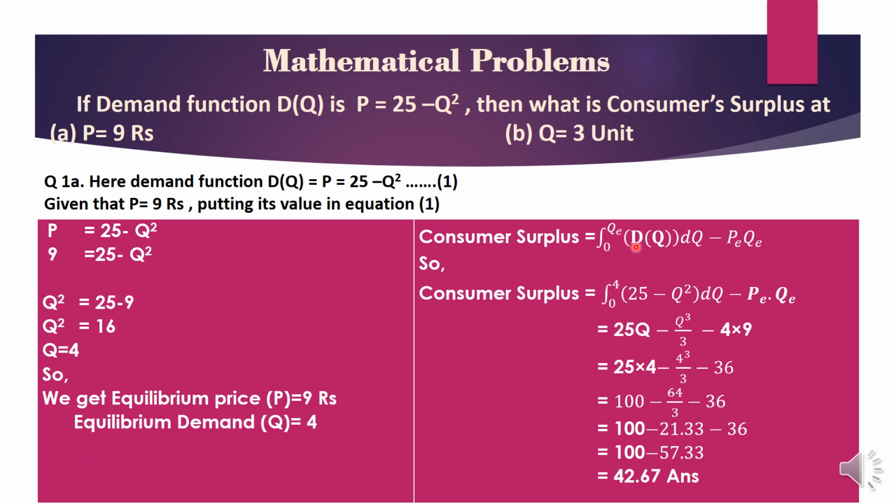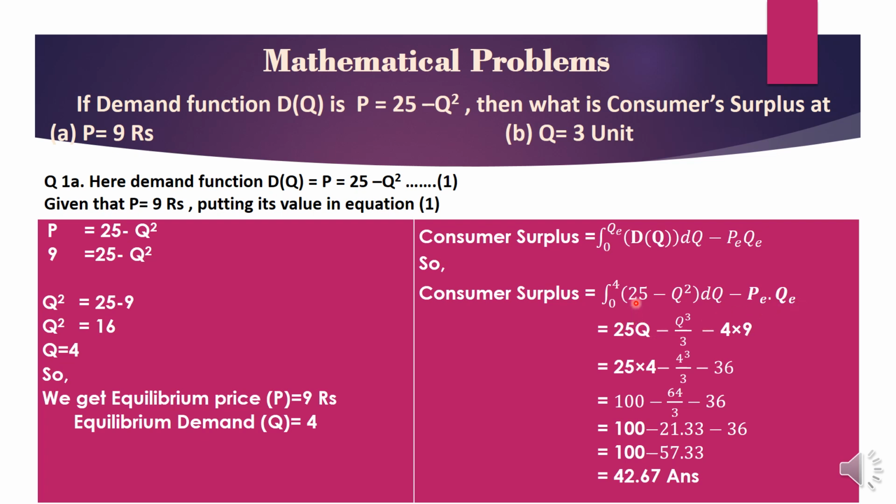So here this equation shows the formula for calculating the consumer surplus. The first part of the formula, that is integration of the demand function with respect to Q, shows the total utility, and the second part of the formula shows the total price paid for the product. So if we integrate the demand function with respect to Q, we get the total utility. Putting the value of the demand function here, we get the integration of 25 - Q² with respect to Q with limits 0 to 4, minus PE QE.